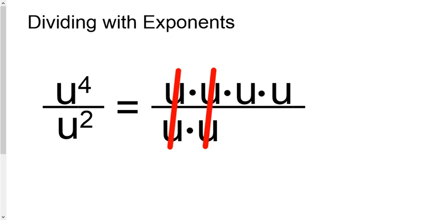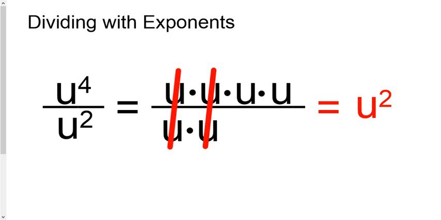And what we can do is literally rewrite those 2 u's on the top as an exponent, which would be u to the second, because there are 2 u's here multiplying each other. Now, that is the long way of figuring out how to divide with exponents.